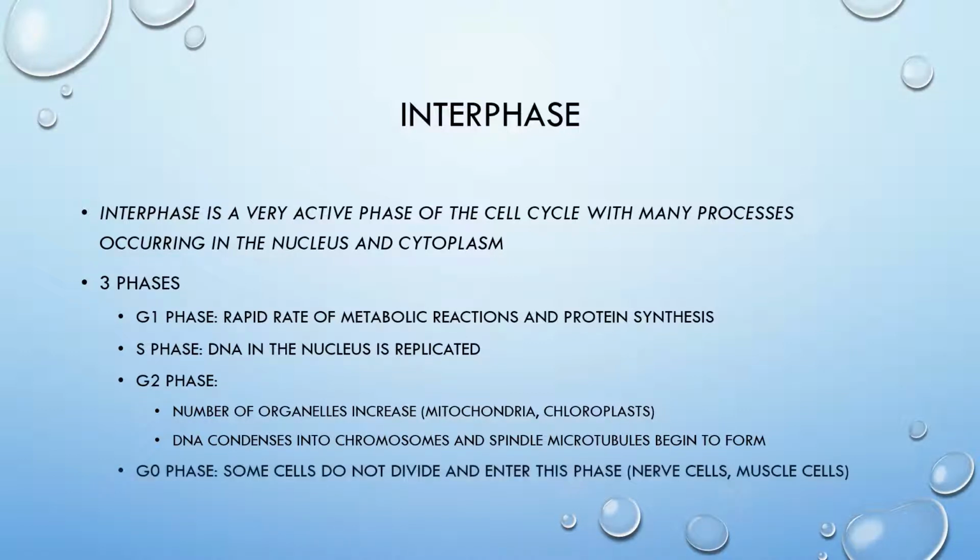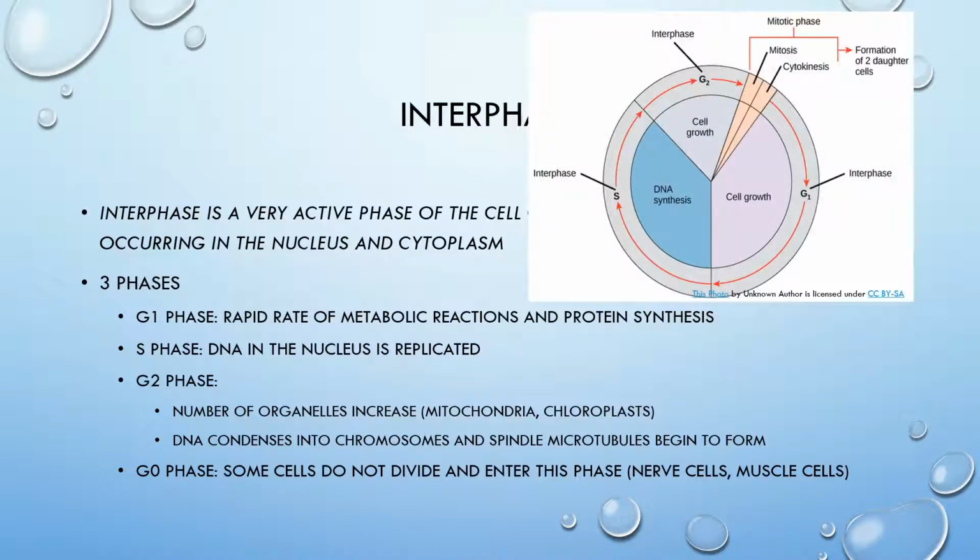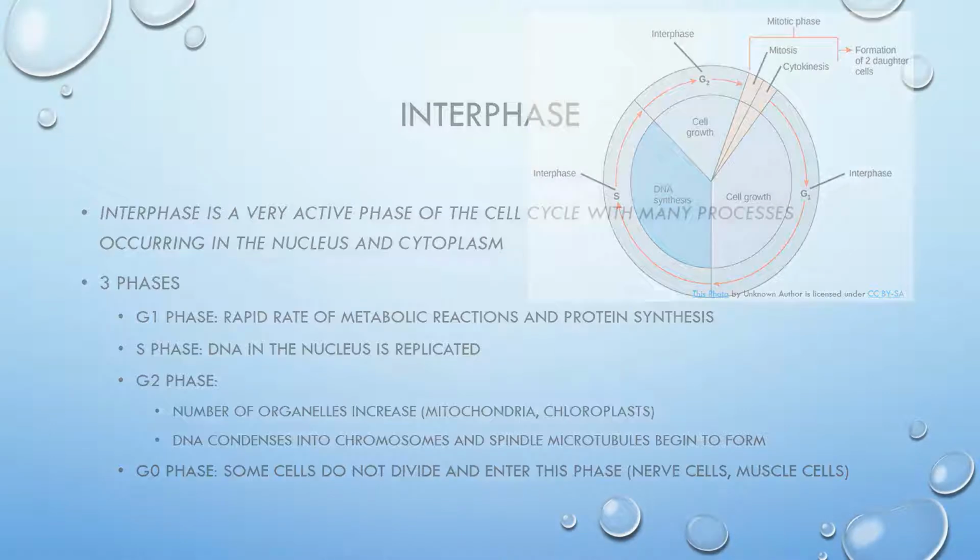And for cells that don't divide, there is this phase called the G0 phase. Some cells don't divide and instead they enter this phase. An example of these types of cells are nerve cells and muscle cells. Right here is the diagram we saw in the earlier slide. If you guys want to pause this video now and match up the G1 and S and G2 phase to the diagram, feel free to do so. Alright.